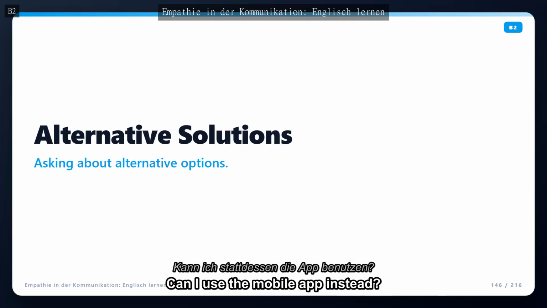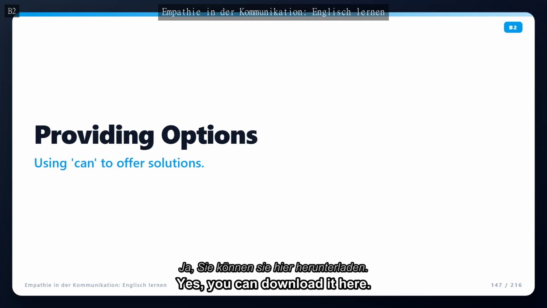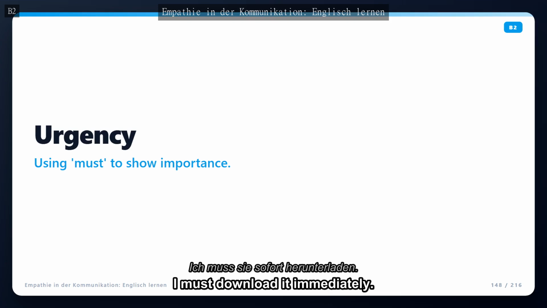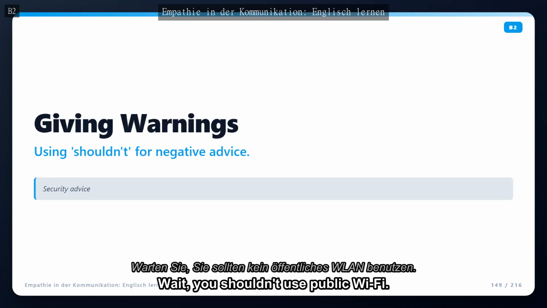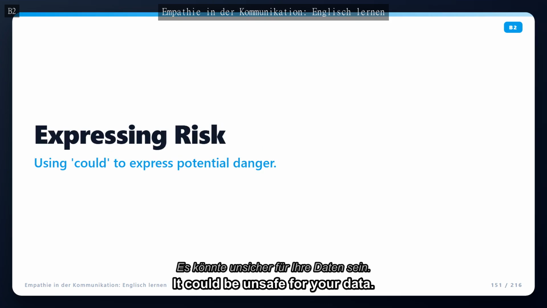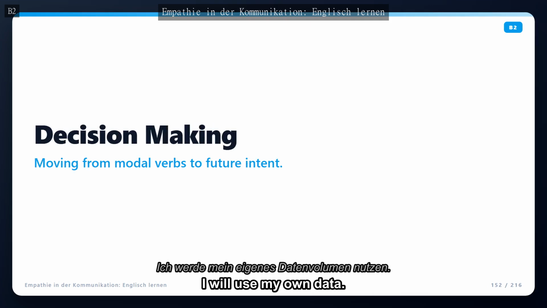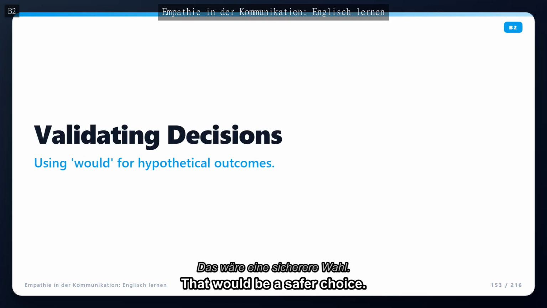Can I use the mobile app instead? Yes, you can download it here. I must download it immediately. Wait, you shouldn't use public Wi-Fi. Why shouldn't I use it? It could be unsafe for your data. I will use my own data. That would be a safer choice.